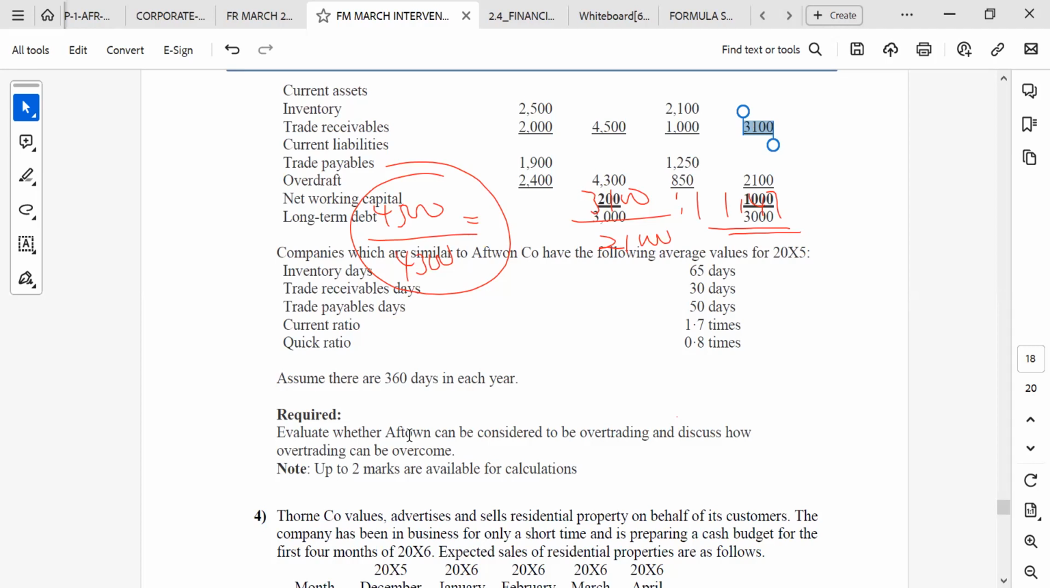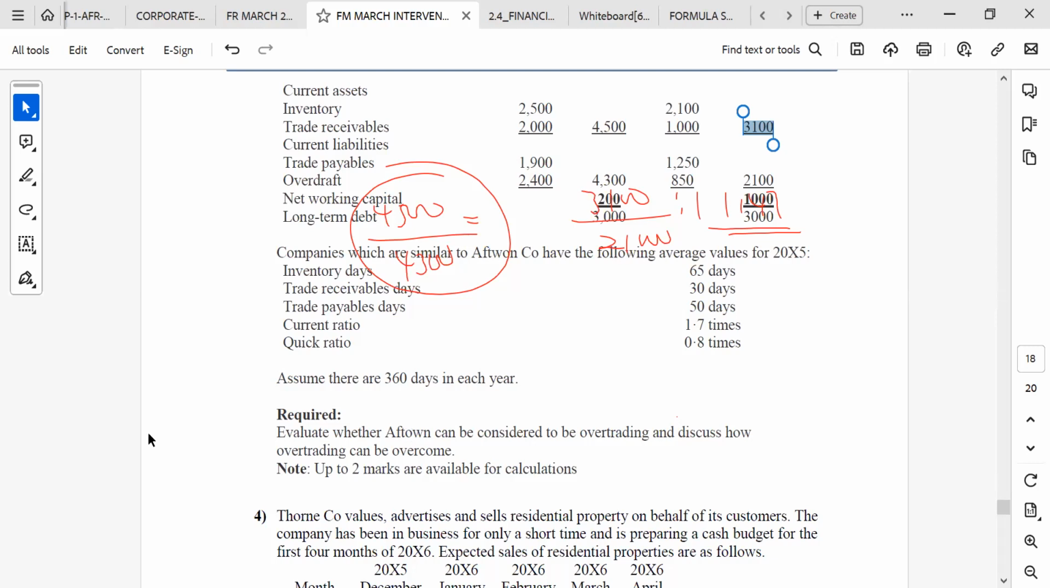You also count the overdraft. The company is relying heavily on the overdraft. Why? The overdraft has experienced a more than 100% increase, with no increase in the long-term capital. So the company is using solely the overdraft to finance its operations. You also look at the receivables. The receivables have also experienced a 100% increase from 1,000 to 2,000.